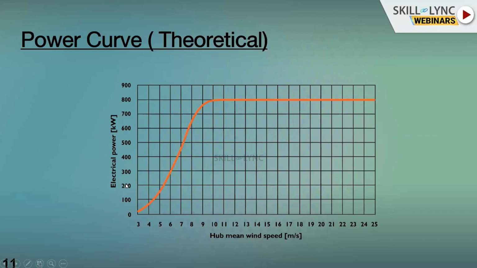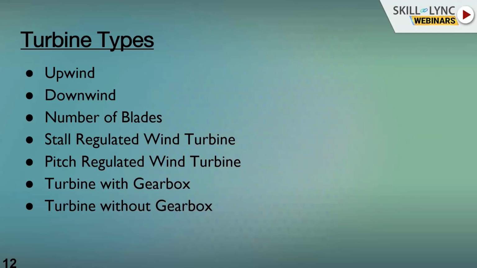So based on this theoretical power curve, before starting the wind farm itself, they will calculate the annual energy generation produced for the particular site. And after choosing the site and calculating the annual energy generation, we have to decide which type of turbine we require.